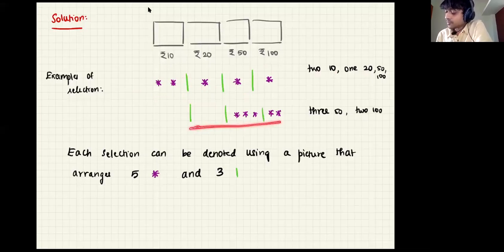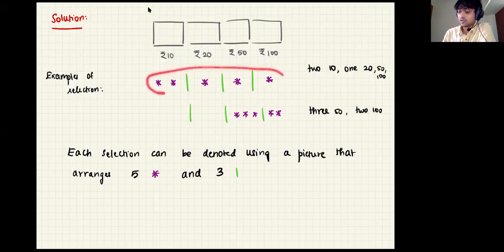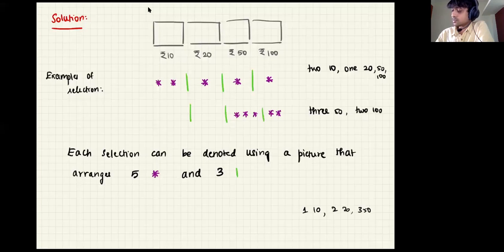Now look at this thing. Here I am not taking any tens, I am not taking any 20s, I am taking 3 50s and 2 hundreds. Okay. So each selection of 5 bills can be denoted using a picture of this form. I can maybe do one more. For example, if I take 1 ten, 2 twenties, 3 fifties. How will that look?